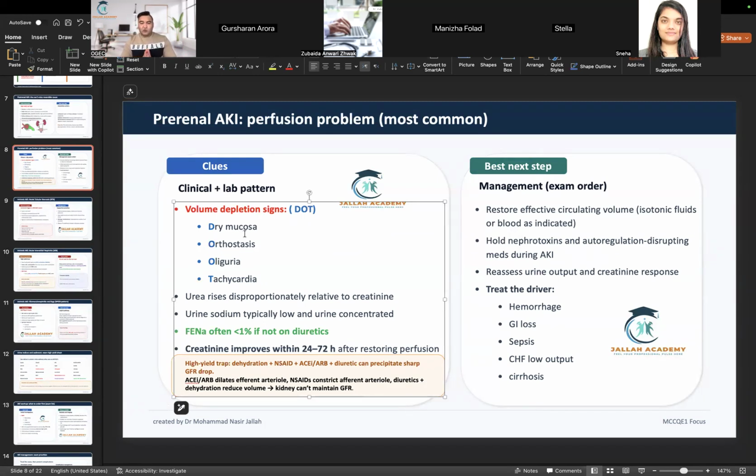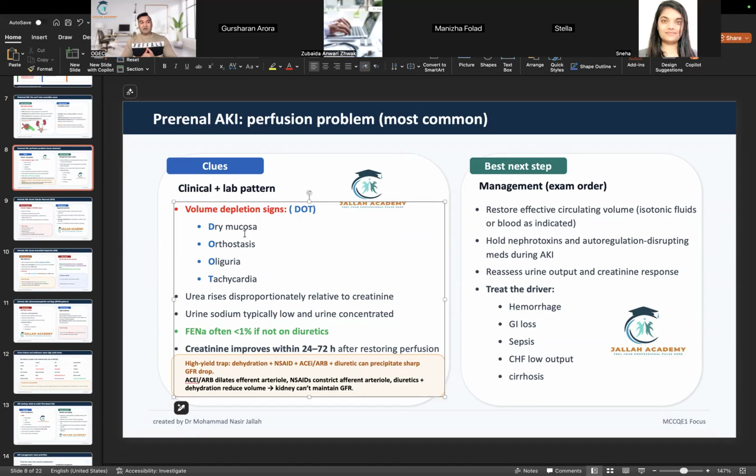And how do we know? What are the clues in the scenario that tell me this patient is dehydrated and dehydration led to acute kidney injury? They gave you a scenario about somebody who has dry mucosa, who has orthostatic changes, who has oliguria, who has tachycardia. DOT: D stands for dry mucosa, O stands for orthostatic changes and oliguria, and T stands for tachycardia. For example, Ahmad had severe vomiting and diarrhea.